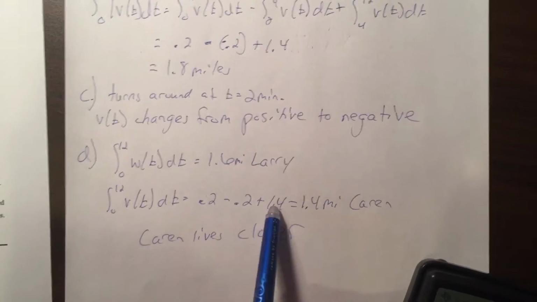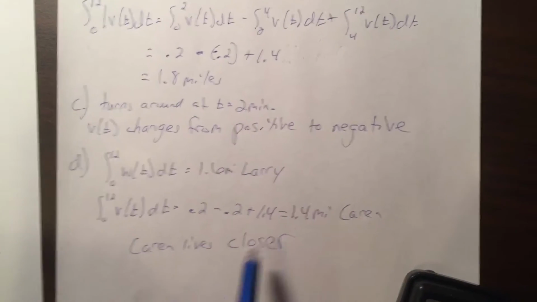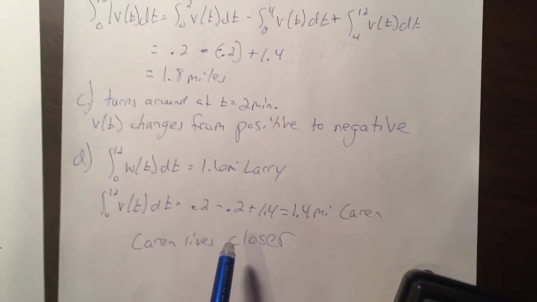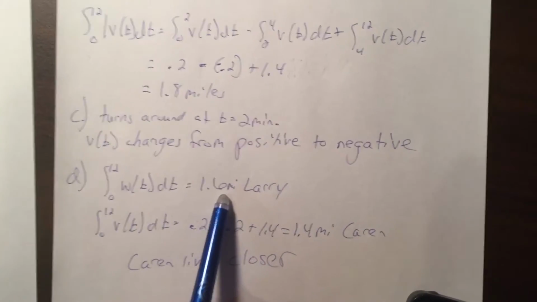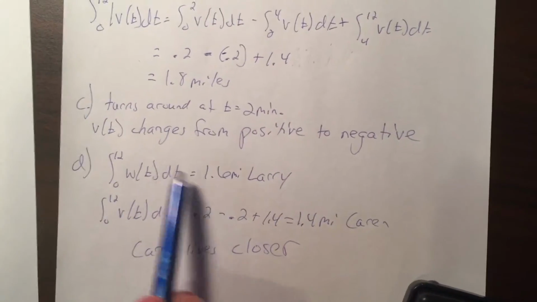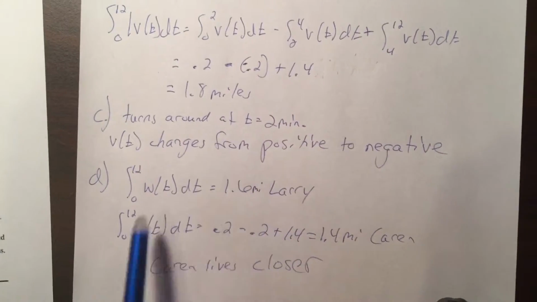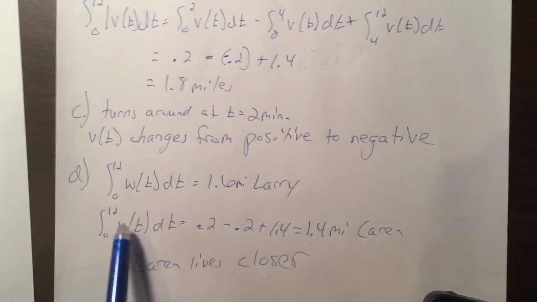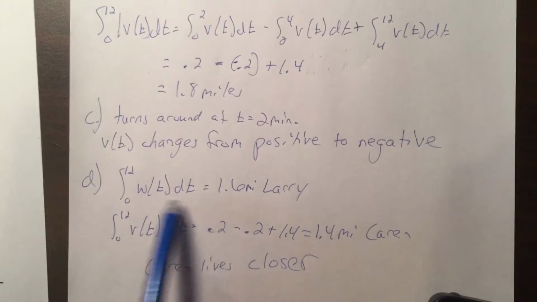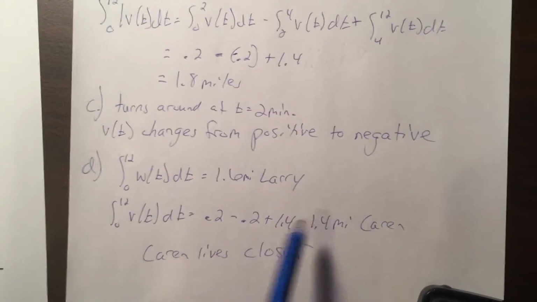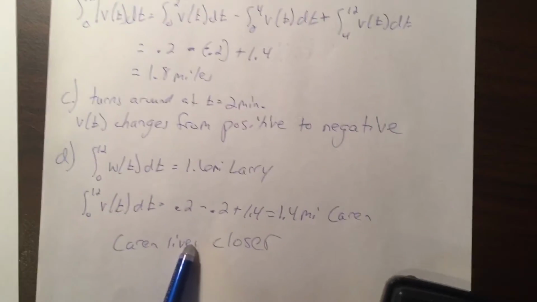So by comparing your two values, you get that Karen lives closer to the school. And in order to get the 3 points, you need Larry's distance from school, you need the value and this integral. If you show this, this gives you the 2 points. And the third point is from this right here: Karen's value and the conclusion of who lives closer.